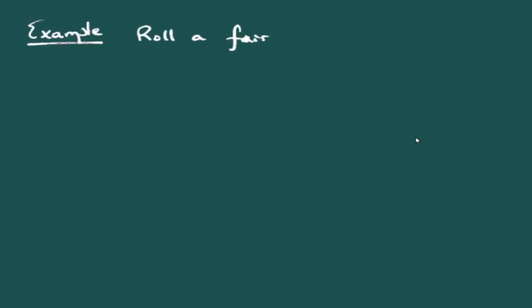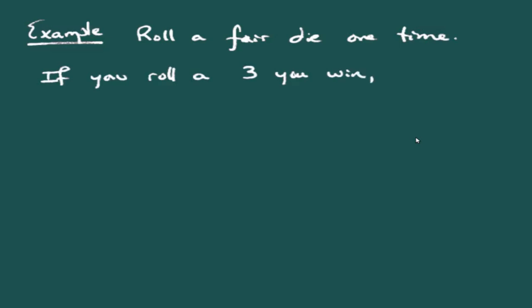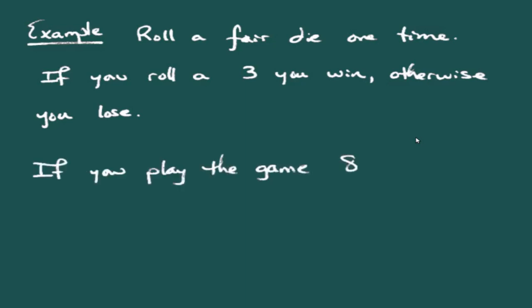So let's work an example. Suppose we want to roll a fair, six-sided die one time. If we roll a 3, we win. Otherwise, we lose. Let's say that we play the game 8 times. Something that we might ask is, what is the probability that we will win 3 times?